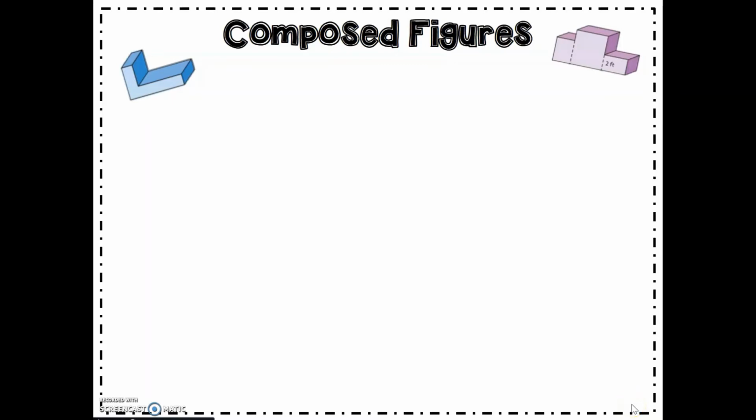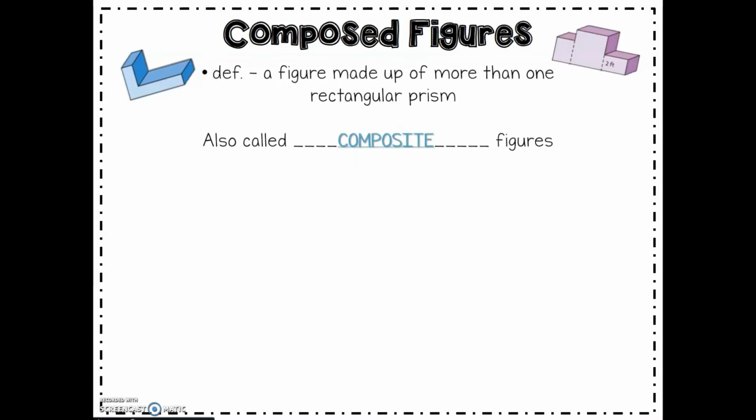Hi, fifth graders. Today we're going to talk about something called composed figures. Composed figures are just shapes or figures that are made up of more than one rectangular prism. Sometimes we also call these composite figures.